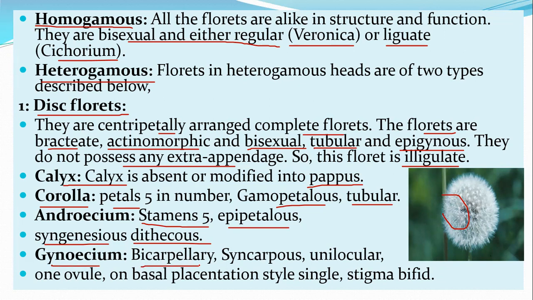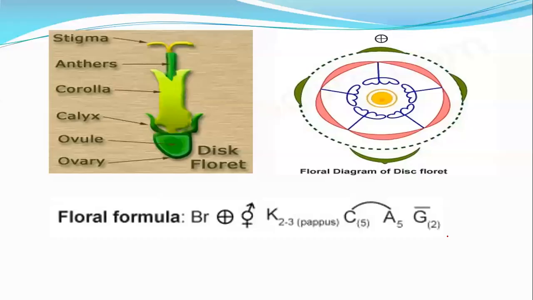Gynoecium with 2 carpels, bicarpellary, united, syncarpous, with a single chamber, unilocular, one ovule, basal placentation. The placenta is located at the base. Style is single, stigma divided into 2 branches.